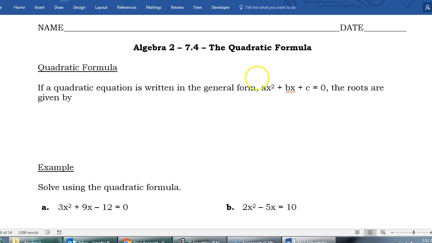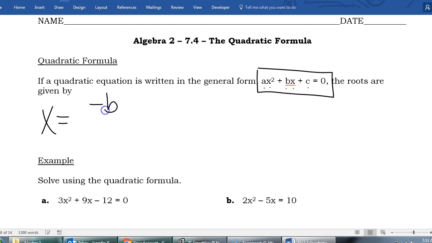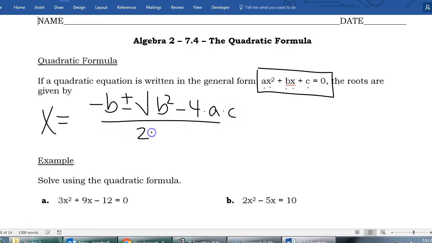The general form equation is right here. In front of the x squared would be the coefficient that we label a. In front of the x would be the coefficient that we call b, and then the constant term with no variable would be the c. You're going to pull those three values out of the equation and substitute them into this beautiful formula. x equals negative b plus or minus the square root of b squared minus 4ac over 2a.